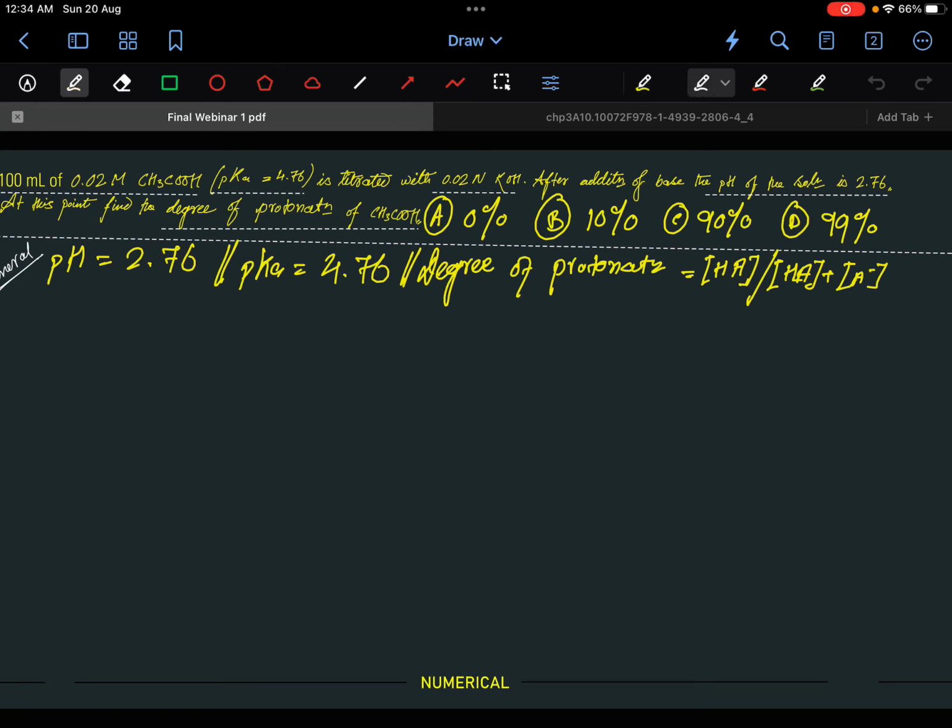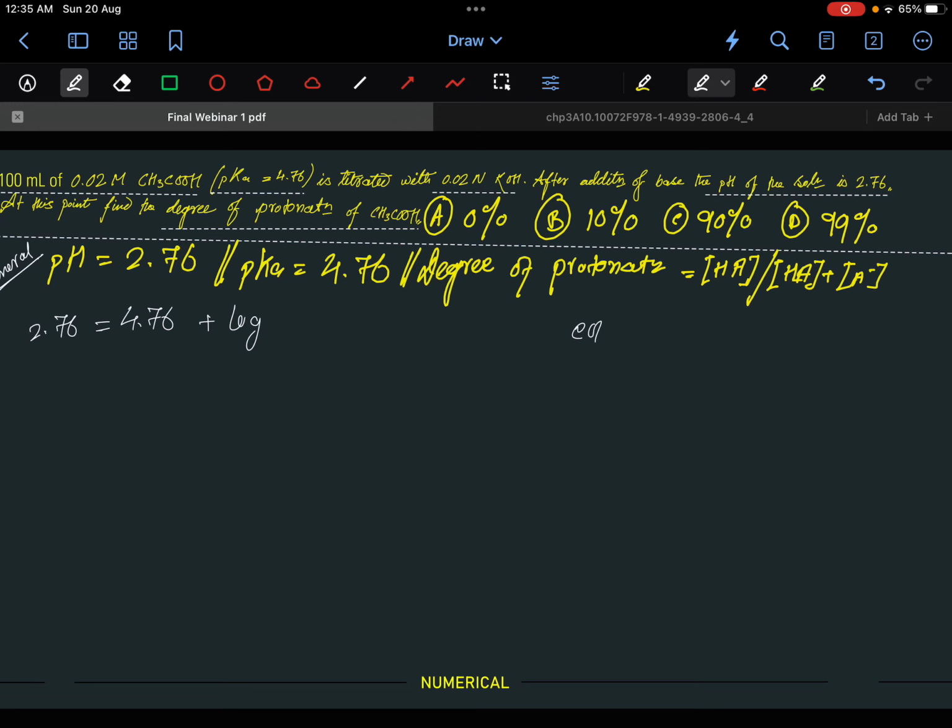we know the formula, that is pH equal to pKa plus log of that. So 2.76 is equal to 4.76 plus log of, okay, so what is the reaction when this CH3OH and KOH are added? What is the reaction?